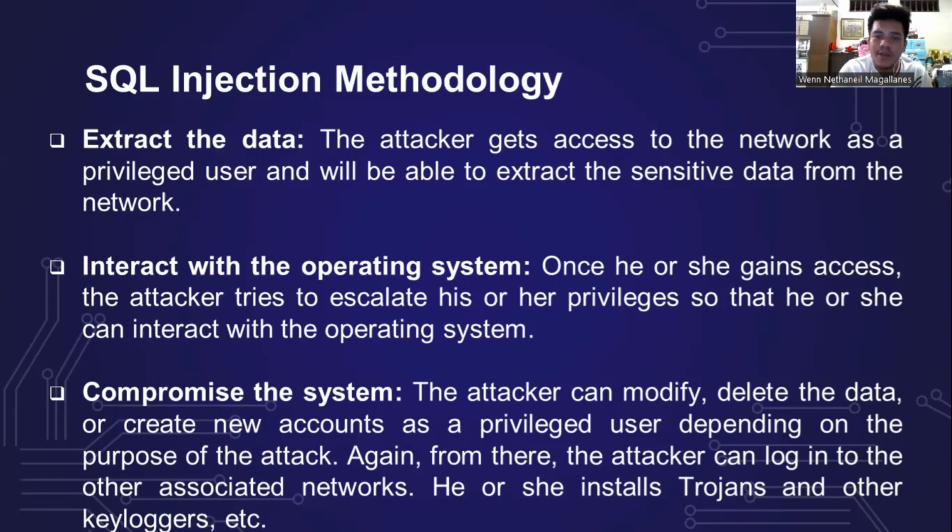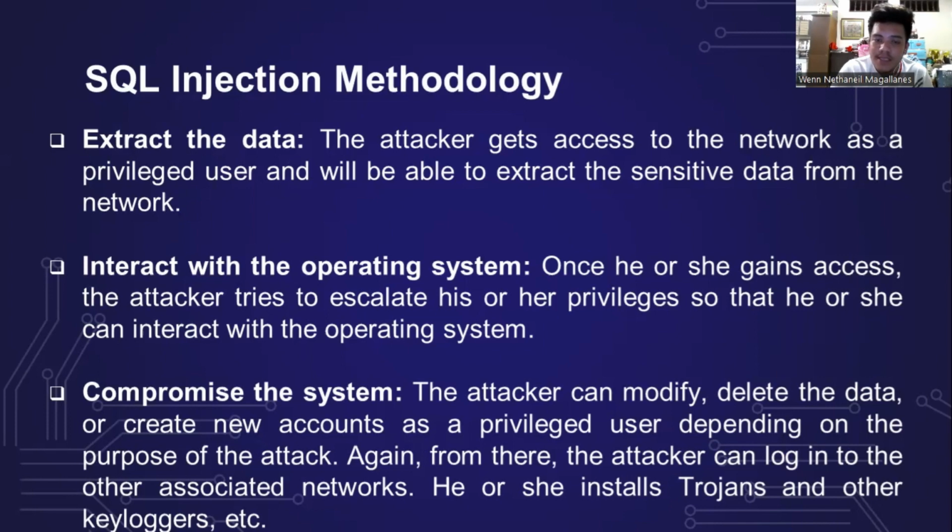So next is interact with the operating system. Once he or she gains access, the attacker tries to escalate his or her privileges so that he or she can interact with the operating system. By this time, the attacker will code to escalate his or her privileges. So you will just create privileges within the system so that he or she can freely access the system. So plus is the fully compromised system.